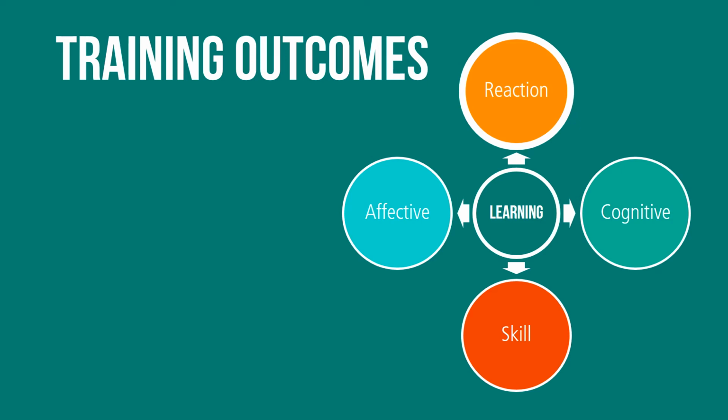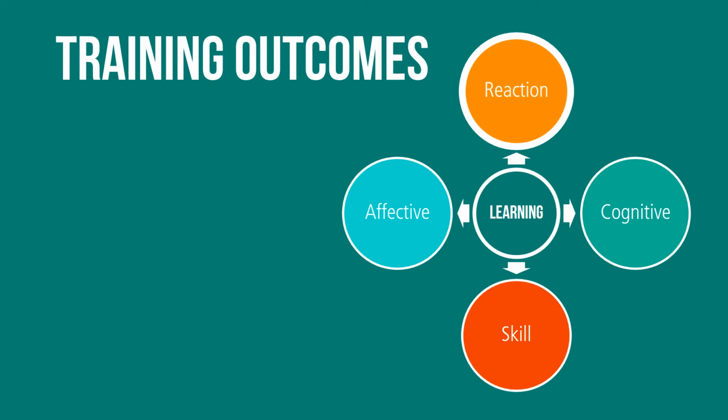Our first outcome, reaction outcomes, refer to trainees' perceptions of the program, including the facilities, trainers, and content. They are often called class or instructor evaluations. This information is typically collected at the program's conclusion. You probably have been asked to complete a class or instructor evaluation either at the end of a college course or a training program at work.